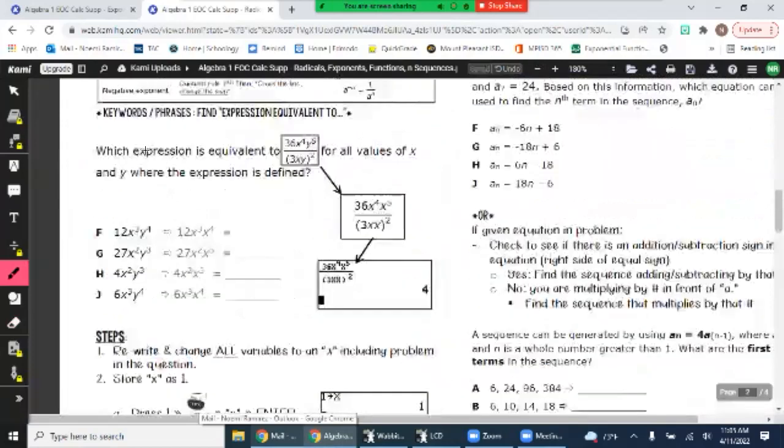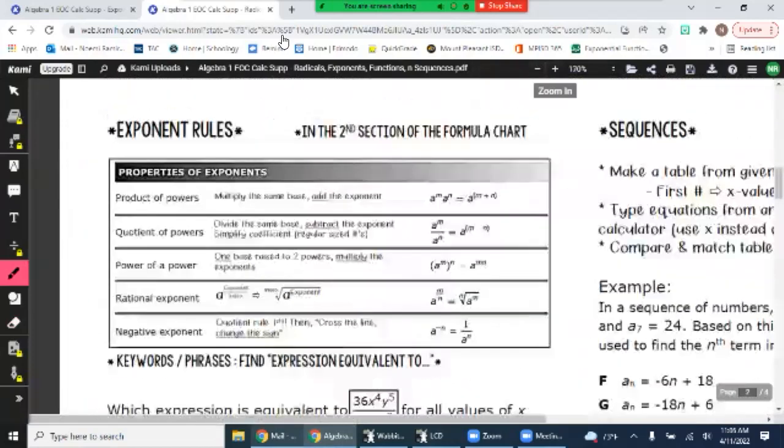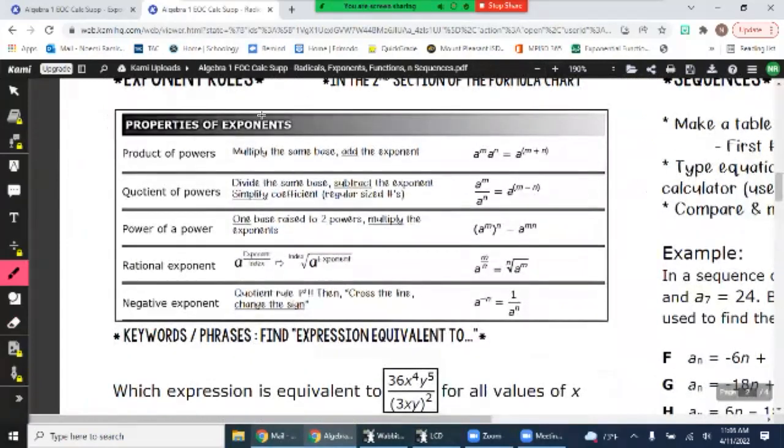Now, laws of exponents were always super confusing. One of the things with laws of exponents, you had to know how to read your formulas. These are the formulas that are included with laws of exponents. It's the second section in the formula chart. So you always want to be able to compare them. If you're multiplying two bases, the same variable, you're going to add the exponents. If you're dividing those two variables, you're going to subtract the exponents. If you're taking one variable and you have two exponents attached to it, that's when you multiply those exponents. One base raised to 2 powers.